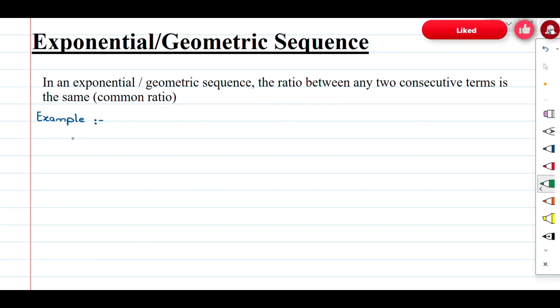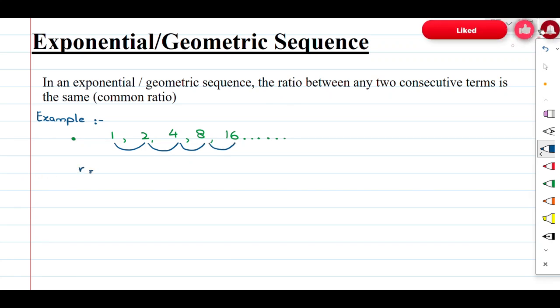Let us suppose I have a sequence. The first sequence is 1, 2, 4, 8, 16, and so on. We need to figure out its common ratio, right? Okay, so the ratio between two consecutive terms is the common ratio. So what is the common ratio?